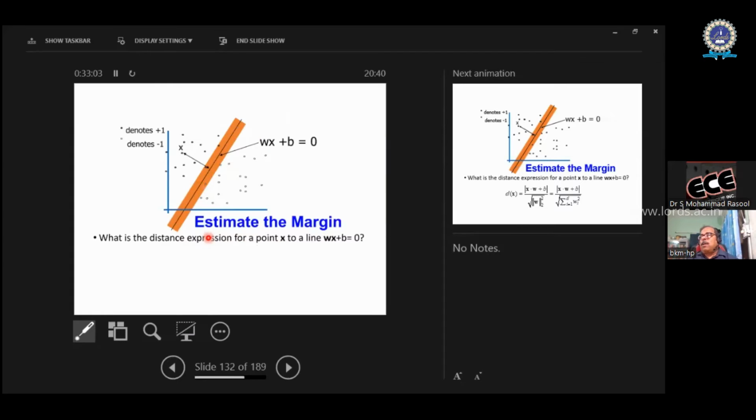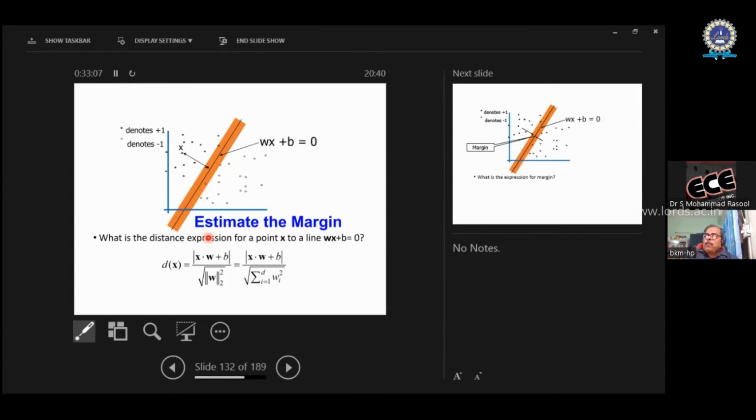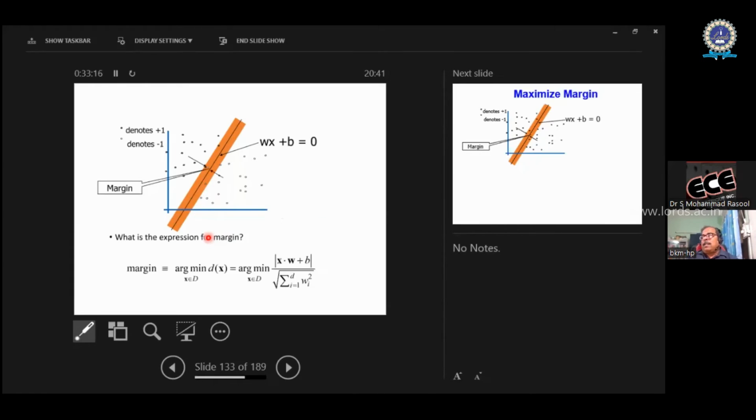So with coordinate geometry, we can find the distance of a point from the line or the surface or the hyperplane, and given this, the margin is the distance of the nearest data vectors. And how do you maximize the margin?